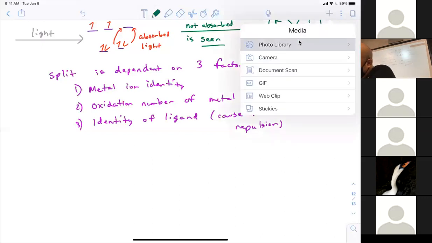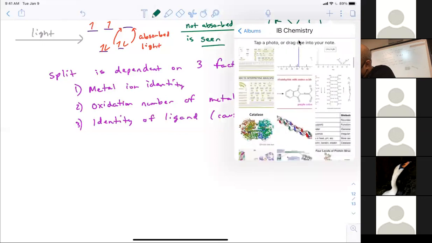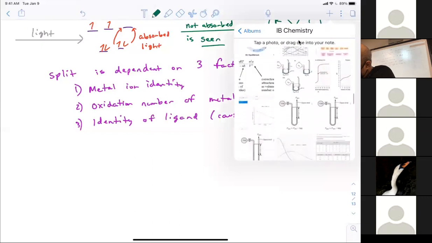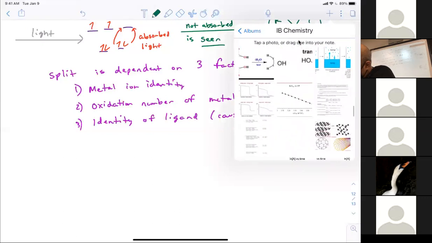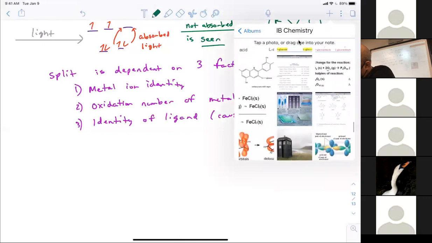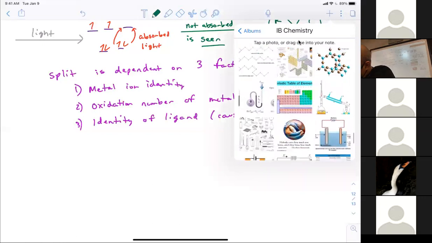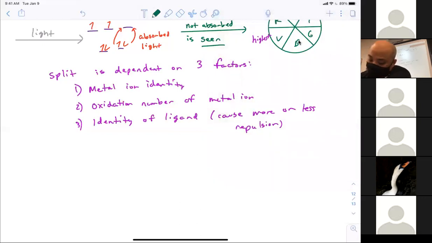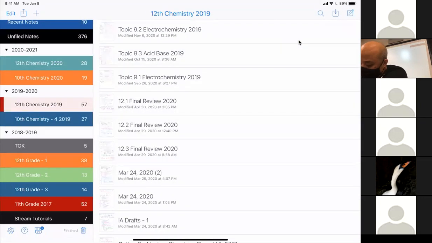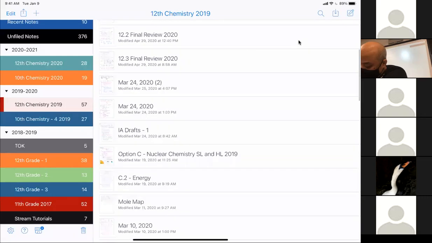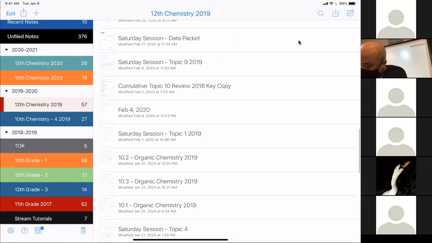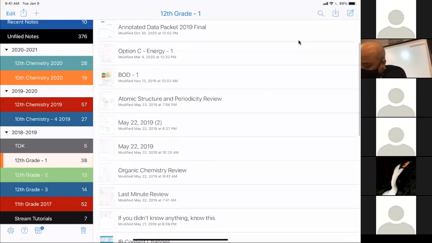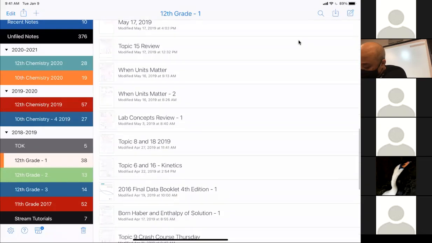Now on the data packet, you'll see a list of ligands in order. I hope I have this. I'm going to have to go find it from somewhere else. Don't think I have it on here. Which packet would I have put it on? Oh, I'd have to go back here. It's topic 3.